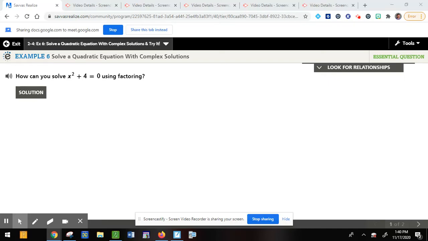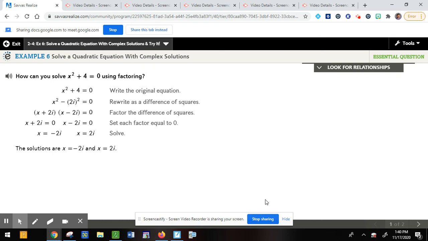So the last example, we're going to solve an equation. Really, everything that we've done up to this point is to get us to the point where we can solve an equation that is going to have a complex solution, an imaginary solution. So let's take a look at this.